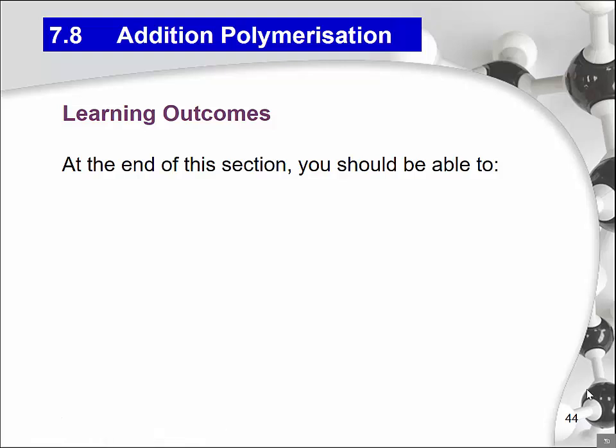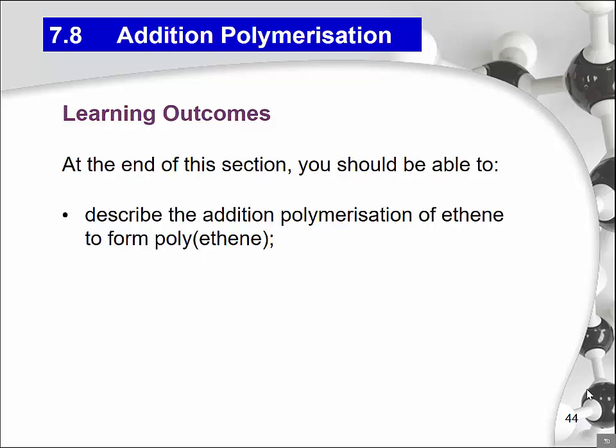Chapter 7, Section 7.8, Addition Polymerization. Now this is a continuation of the previous video that's revised from Section 7.1 to 7.7, which is revision of the Sec 4 NA syllabus. Now we're covering 7.8, 7.9, which is addition, so that you can take the O-level science chemistry.